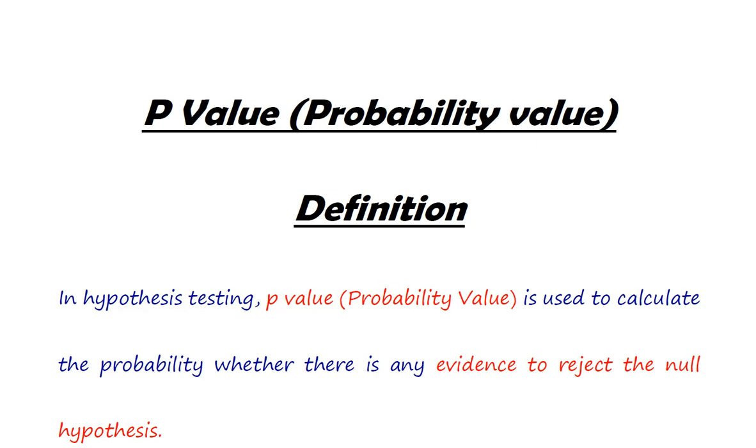Today we discuss p-value or probability value. First we define what is the p-value. In hypothesis testing, p-value is used to calculate probability whether there is any evidence to reject the null hypothesis. In other words, we can say that we use the p-value for the purpose of deciding either we reject the null hypothesis or accept the null hypothesis.